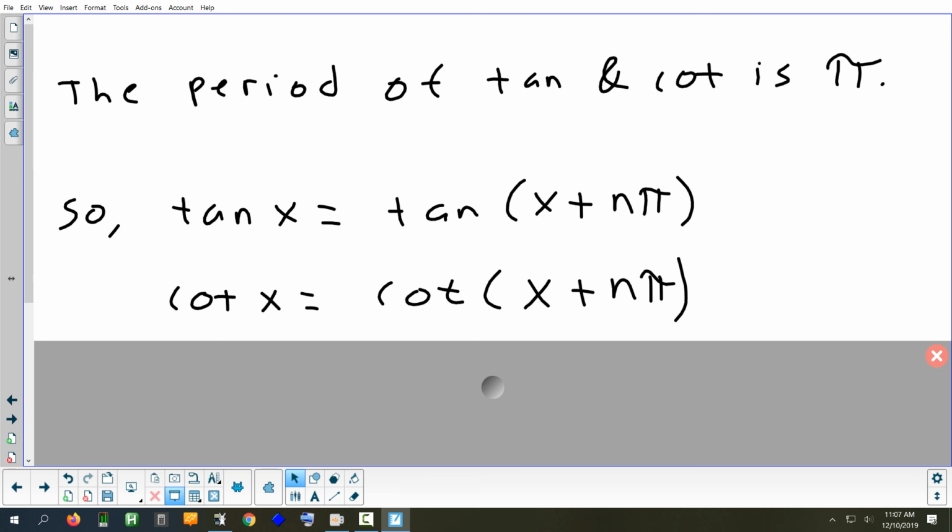Okay, so what was the period of sine and cosine again? 2 pi. This is 1 pi. So its period, its natural period, is half of sine and cosine.